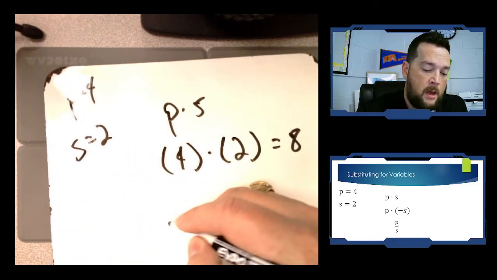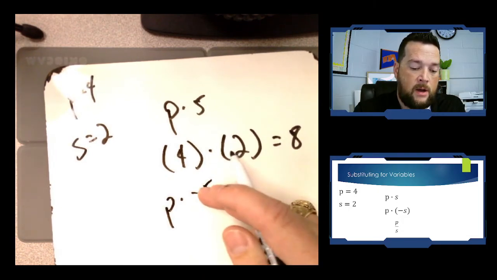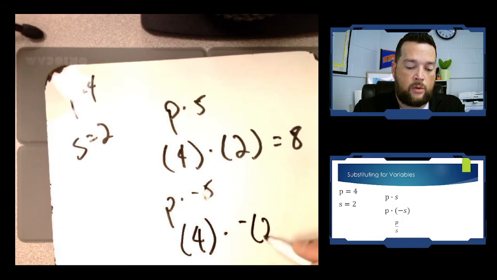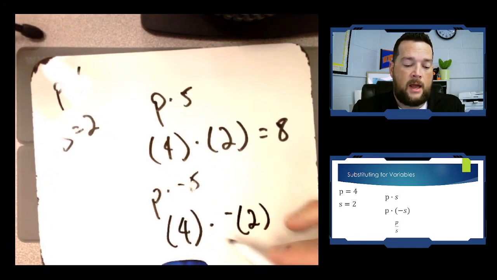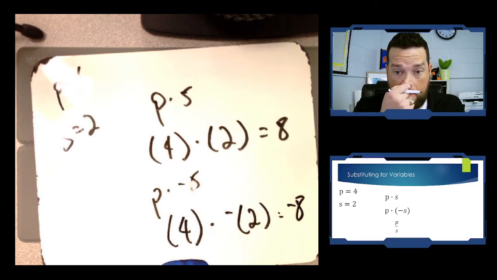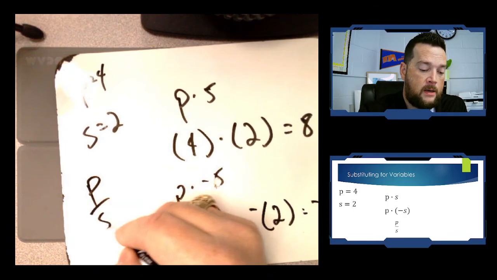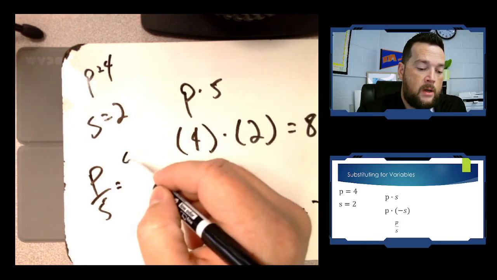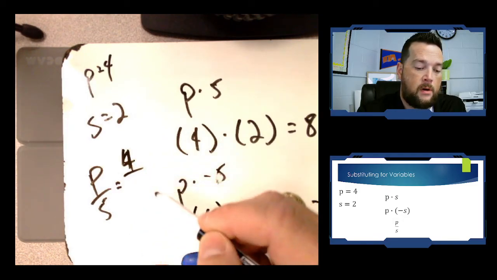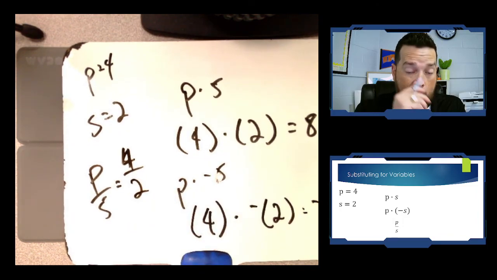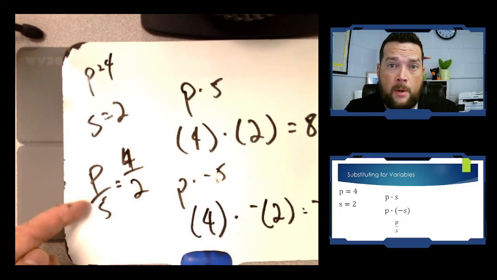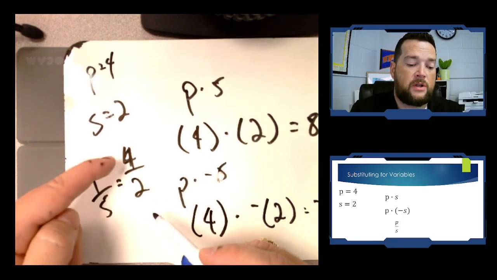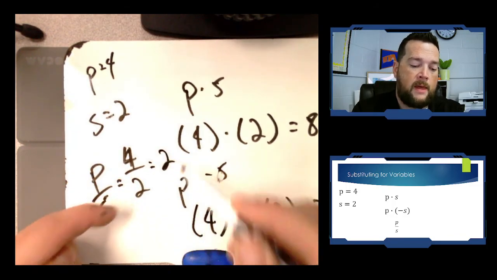All right, the next one down was p times negative s. All right, so we've got 4 for p times negative 2 for s. All right, and 4 times negative 2 is going to be negative 8. All right, and then finally we have p divided by s, okay? That's the same thing in the situation where we know that 4 could be substituted for p. That's a 4, right? And 2 could be substituted for s, all right? And then it looks like a fraction right here, but just remember, jog your memory that the operation for a fraction is division. So this is like saying 4 divided by 2, and that answer would be 2.